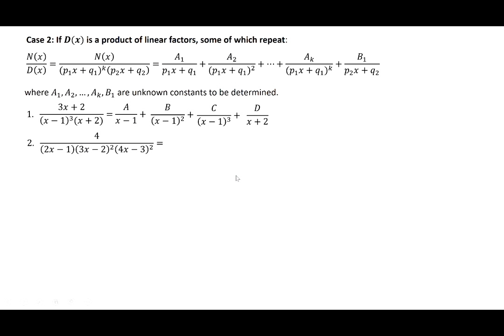Answer this for me. A over 2x minus 1. I did everything in one shot. Okay. A over 2x minus 1 plus b over 3x minus 2 plus c over 3x minus 2 square plus, I lost track, a, b, c, yeah, d, e. So d over 4x minus 3 plus e over the quantity 4x minus 3 squared. Simple? Cool. All right.